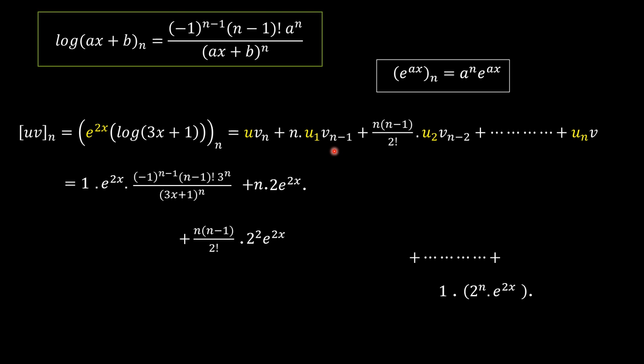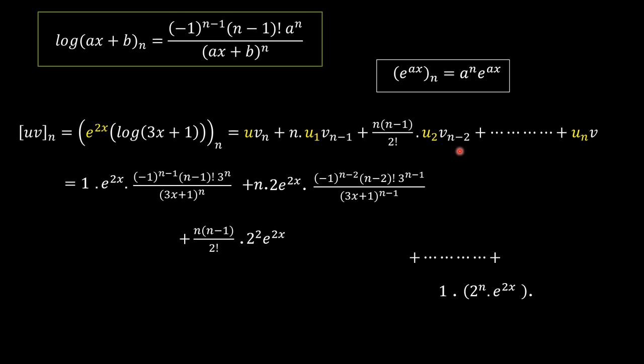Now to get n minus 1th derivative of v, just replace n by n minus 1 in vn. So the term reduces to the form minus 1 to the power n minus 2 into n minus 2 factorial, 3 to the power n minus 1 divided by 3x plus 1 to the power n minus 1. This is the corresponding n minus 1th derivative of v.